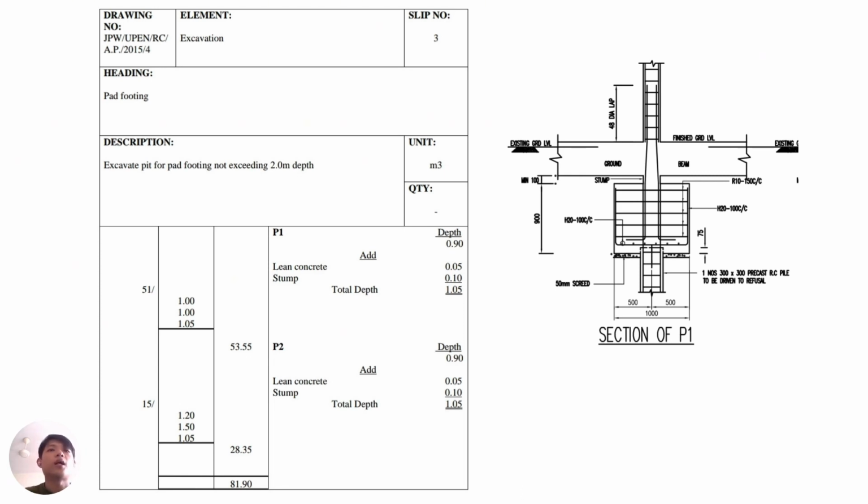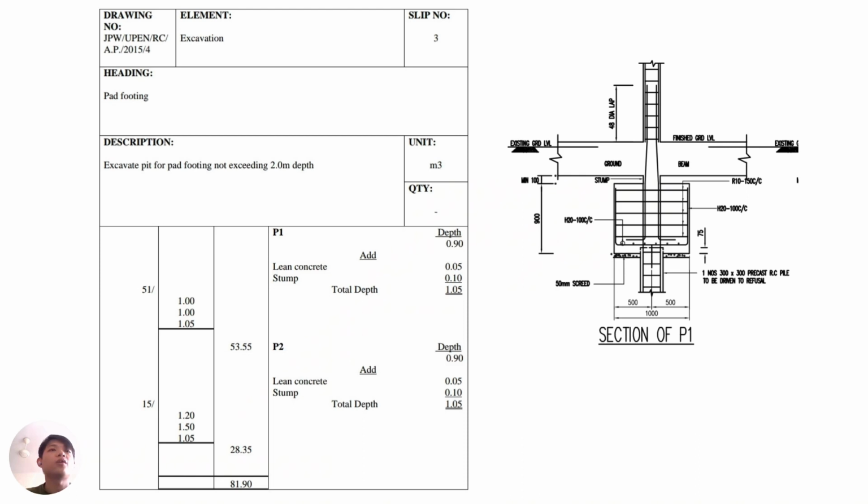Then for the excavate pit for pad footing not exceeding 2 meter depth. Okay, first, we can see that the depth of the pile cap is equal to 0.9. Then we need to add the 50 millimeter lean concrete and 100 millimeter stumps so that we can find the total depth in order to find the volume. So for the 51 at the left-hand side column, it is because in the drawing there are existing 51 P1. So we need to find 51.